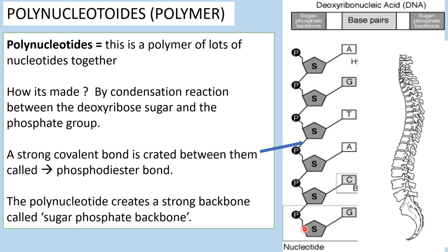The sugar phosphate backbone is very, very strong. And the reason why it's strong is because it's got lots of phosphodiester bonds. And these are our strong covalent bonds. And we will see later on why this is important.